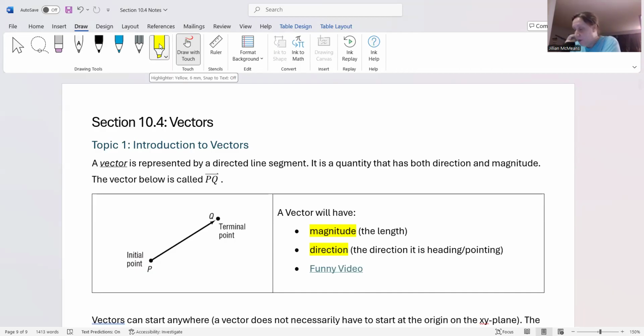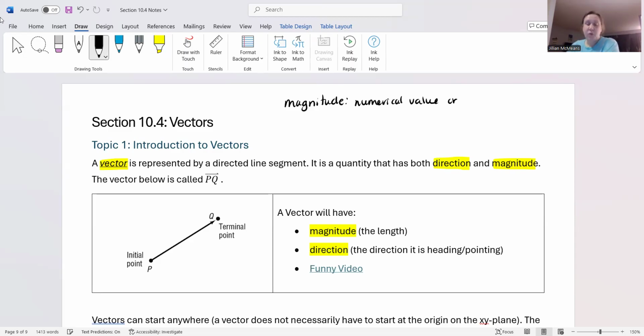What are vectors? Okay, well, a vector is represented by a directed line segment. What in the heck does that mean? Well, it's a quantity that has both direction and magnitude. Okay, what does that mean? Magnitude, direction we can understand. Which way are we heading? But magnitude we need to understand a little more deeply. For us, a basic definition of magnitude is that it's some numerical value, or we could say it's the size of some kind of quantity.